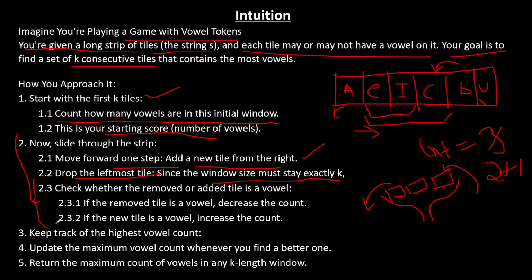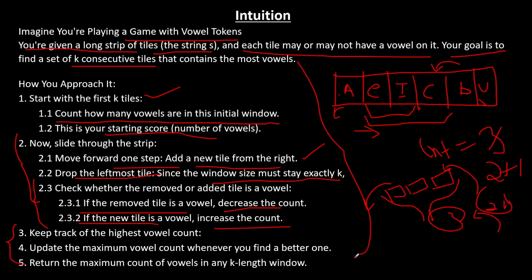That is the point which is written here. If the removed tile is a vowel, decrease the count. If the new tile is a vowel, increase the count. We have to keep track of the highest vowel count, which can be done by storing it or writing it on some paper, that the current count is three. Now the max count came out to be two or one, whatever it is. Fine. Now return the maximum count of vowels in any K length window. Right. This is the intuition.